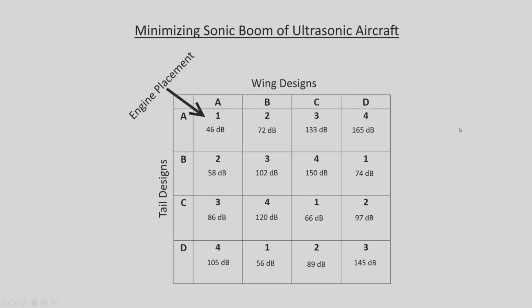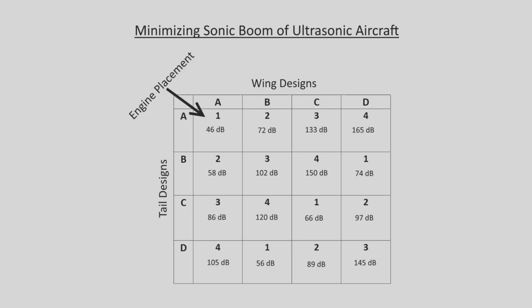One example of using a Latin square for an experiment in engineering is in the design of an ultrasonic aircraft. The volume of sonic booms needs to be minimized as much as possible. To do that, you could test different configurations of the plane, such as different wing designs, tail designs, and engine placements. It would take too many resources to test every single combination. A Latin square design can be used instead.